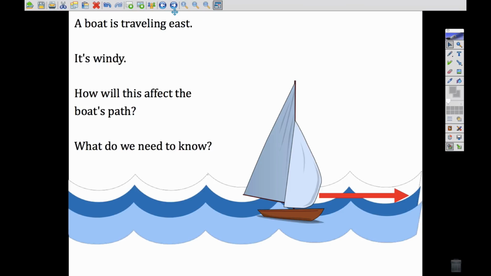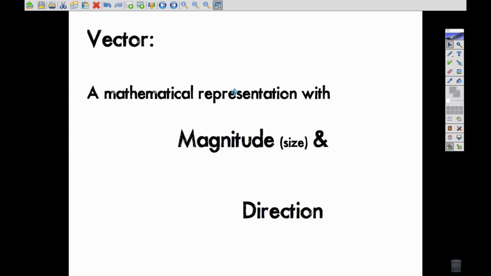And throughout the unit, we'll be looking at ways to model a problem like this and see what kind of impact the wind is going to have on the boat. So, the definition of a vector is this: it's a mathematical representation with both a magnitude and direction. And magnitude just means it has a size.